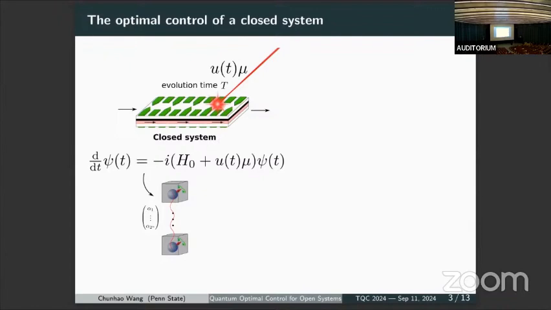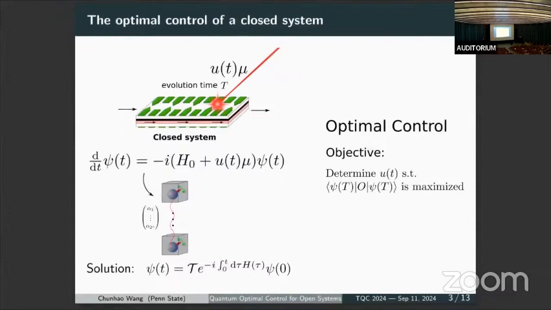The solution to this time-dependent Hamiltonian evolution is slightly more complicated than just e to the minus i H T. Here this becomes an integral, and you also have this time-ordering operator to control the order of the integral. For the optimal control problem, the objective is to determine a control function u of t so that this objective value is maximized with respect to this observable O. How you determine this control variable so that this is maximized is called the optimal control problem.